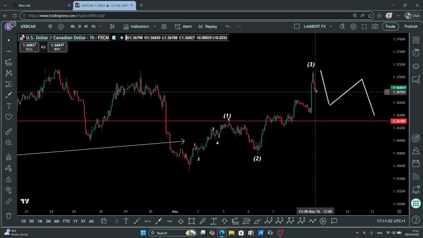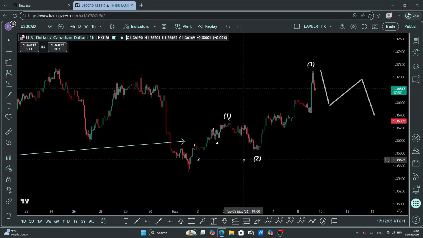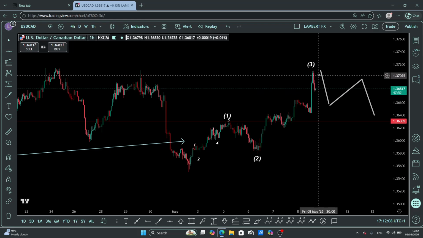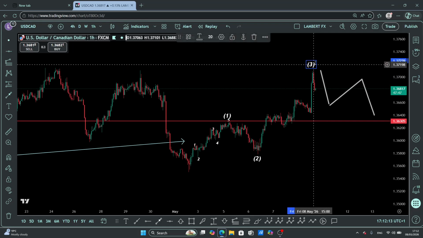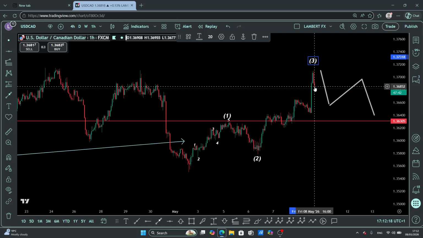But if you're looking at entering USD CAD, not yet. If you're on the trade already, take your profit and close this, because we need a retracement to correct this move up. There may be a possibility of an extension of 3, another move up, but it won't go too far before it dies down. And this is the benefit of Elliott wave. If you know your counts very well, you'll be able to forecast the market so easily.